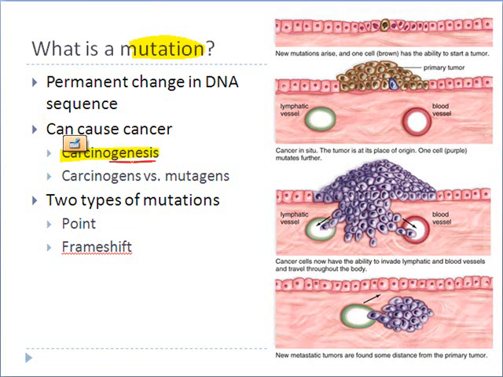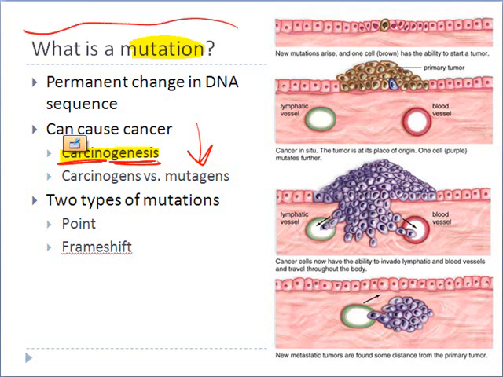Genesis means to generate, right? And carcino means relating to cancer. So a carcinogenic agent is one that gives rise to cancer. That's different from a mutagen. A mutagen is simply an agent, maybe a chemical, maybe ultraviolet radiation, whatever it is, that causes a mutation. But just because you cause a mutation doesn't necessarily mean it can lead to cancer.